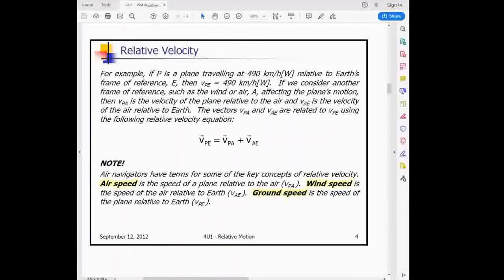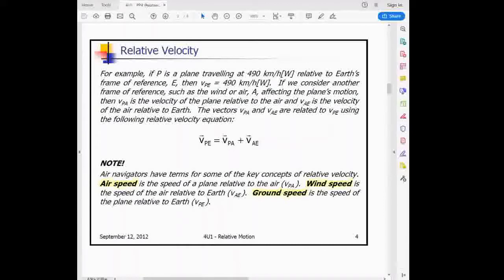So let's look at the wind. The wind is moving with respect to the Earth as well. Here we're going to label the wind, or air, as A, and the plane is labeled as P. So V_PA is the velocity of the plane relative to the air, and that is also sometimes called the airspeed of an airplane.